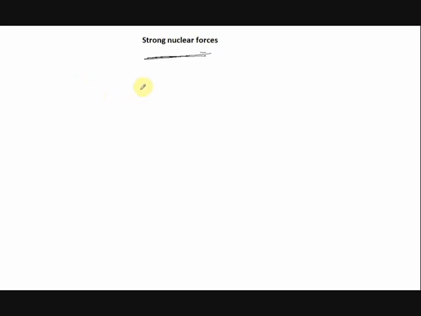We all know that the nucleus consists of protons and neutrons, while protons have a positive charge and neutrons have a neutral charge.